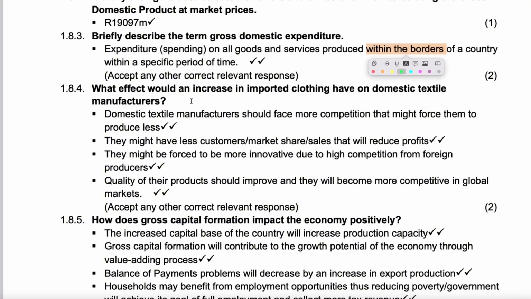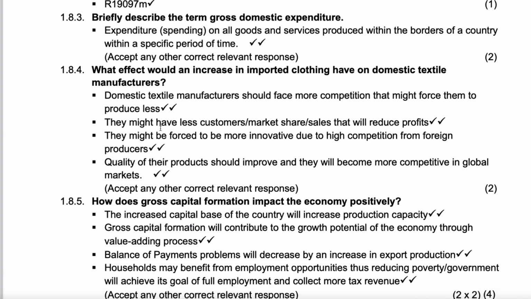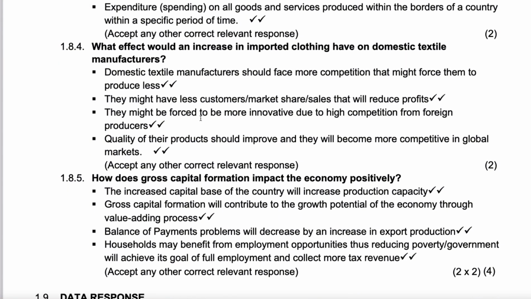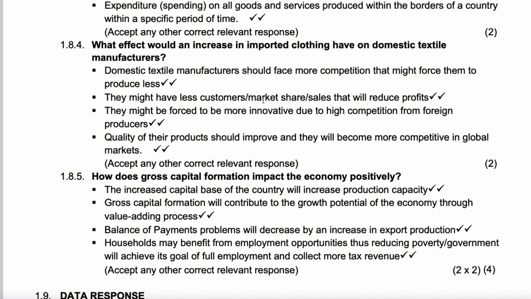Then what effect would an increase in imported clothing have on domestic textile manufacturers, not GDP? So domestic textile manufacturers should face more competition that might force them to produce less. They might have less consumers and so on. This is basically what I said. And nowhere do we see them talking about GDP, because the question is not talking about GDP. Yes, even though it's true that GDP is affected, no one asked you that.